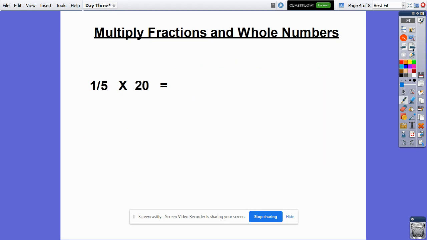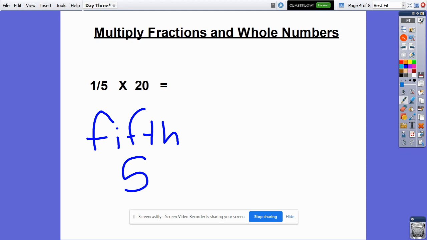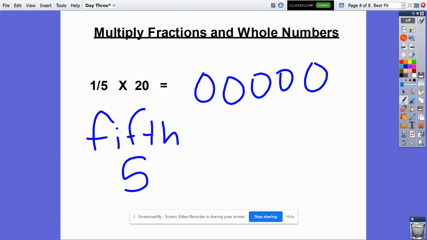Let's try this again. 1/5 of 20. If I'm splitting it into fifths, then I need 5 equal groups or 5 equal pieces. So I'm going to count 1, 2, 3, 4, 5. I need to split up my 20.